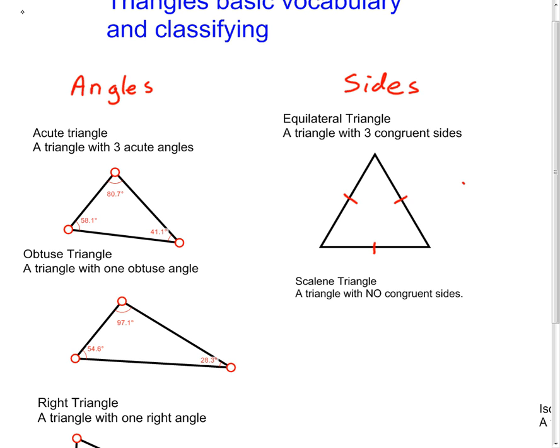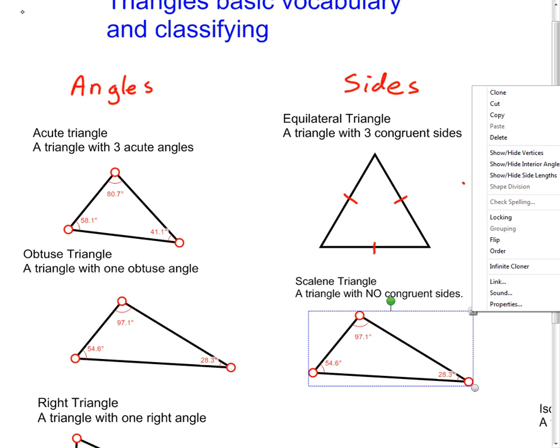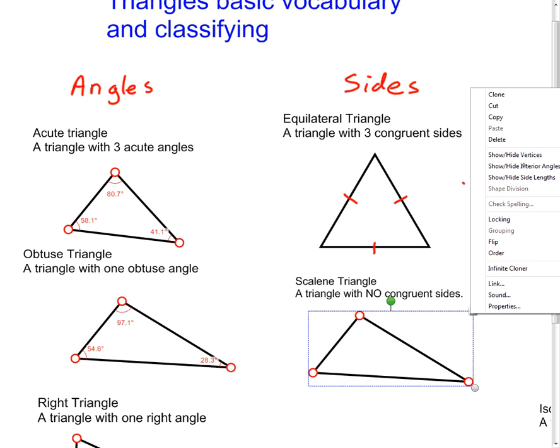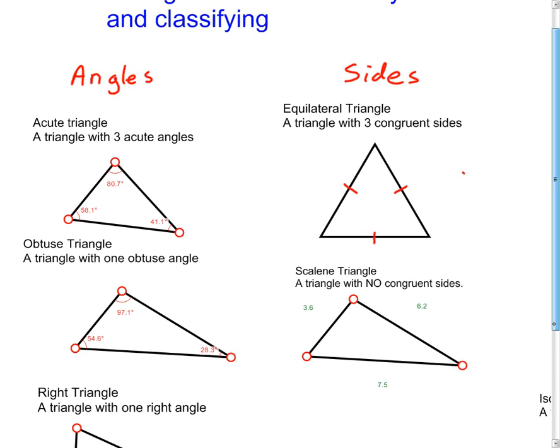Let me grab this one. That looks like it might be a candidate. I think I'll hide the angle measures and show the side lengths. Okay, so this is showing that one side is 3.6, one side is 6.2, one side is 7.5. None of those are equal, so it's scalene.